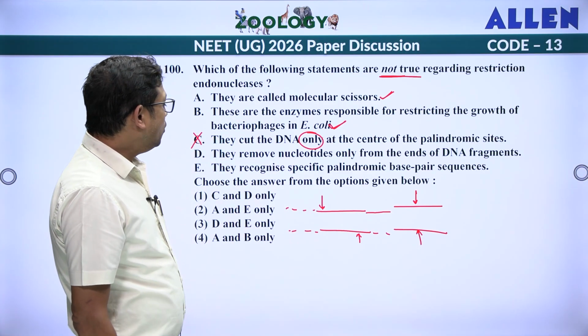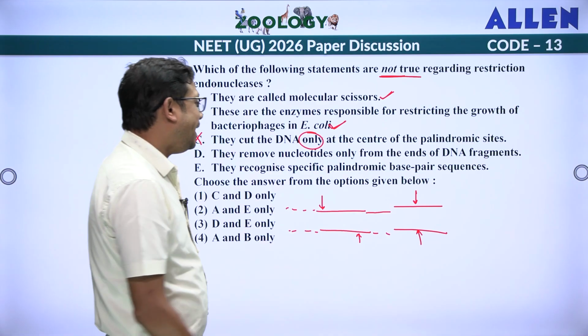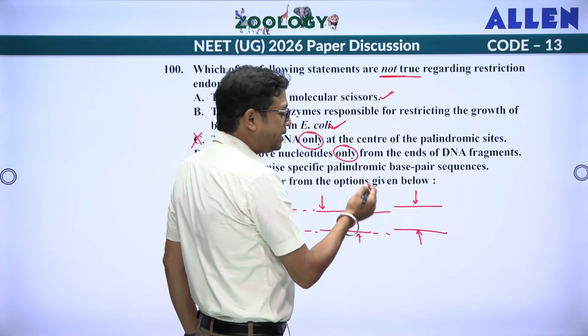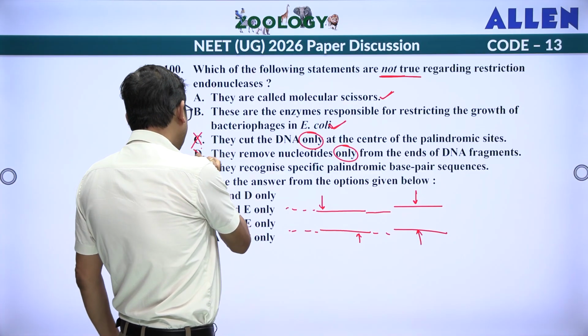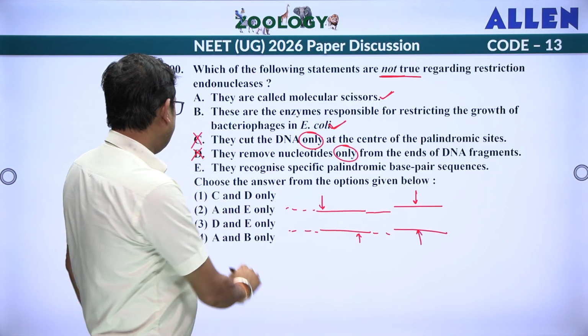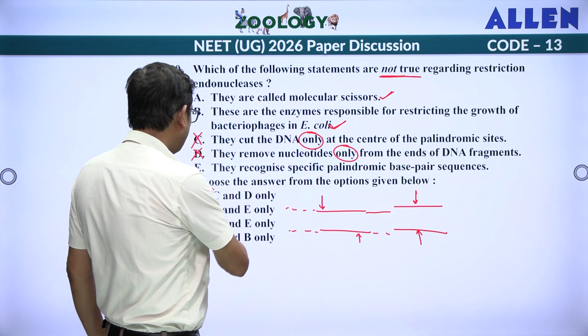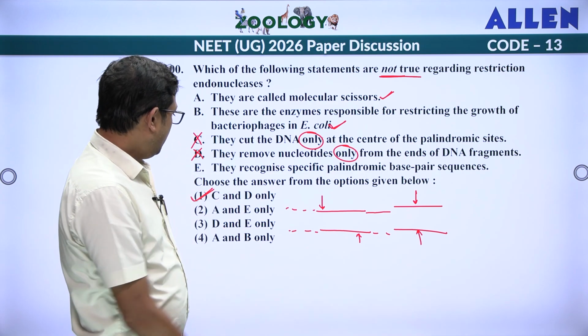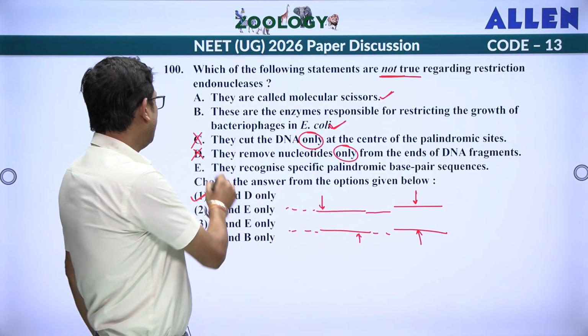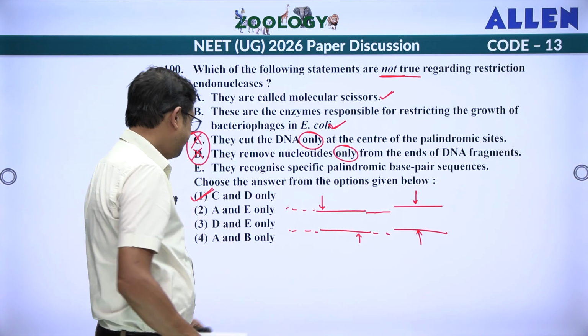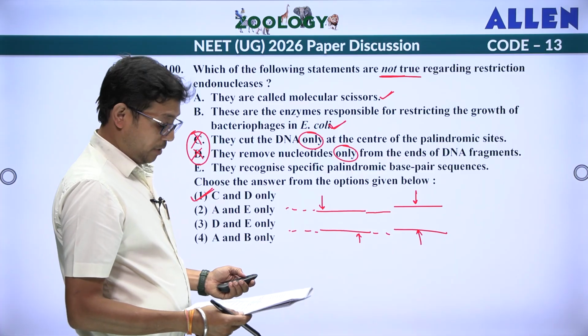Next, they remove the nucleotide only from the end, again only from the end, no, restriction endonuclease can cut anywhere in between the DNA. So, D is also wrong. So, the answer here will be 1, no need to see E. They recognize specific palindromic base pair sequence, that is true. So, this C and D are wrong. So, answer will be 1.